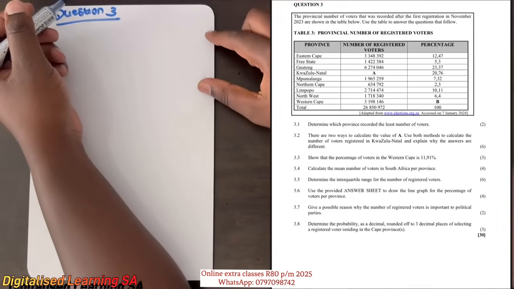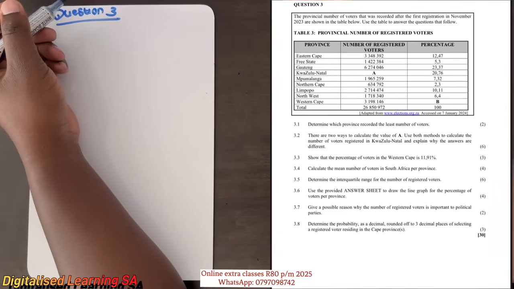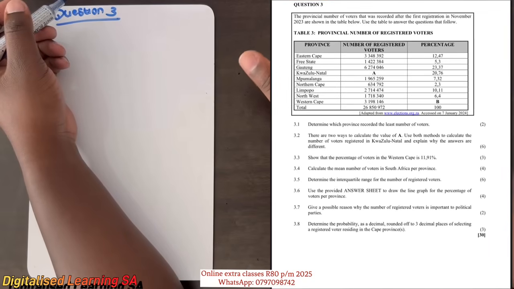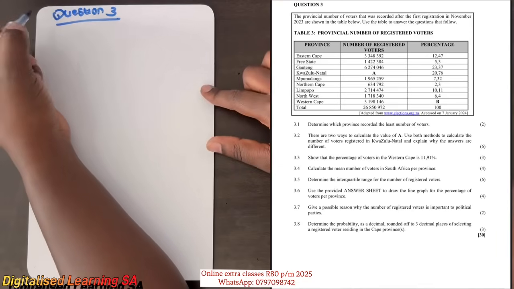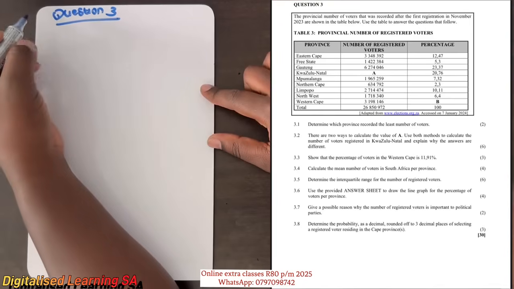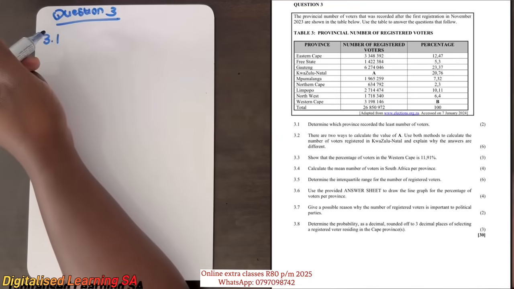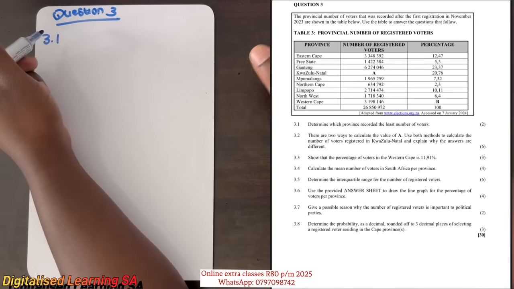So now let's go ahead and start with question 3. So we are told that the provincial number of voters that was recorded after the first registration in November 2023 are shown in the table below. Use the table to answer the question that follows. So without wasting any time, let's jump straight into it. And we are going to start with question 3.1. So question 3.1 says that determine which province recorded the least number of voters.